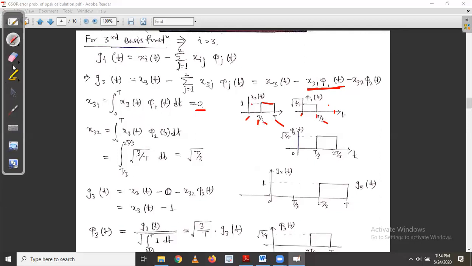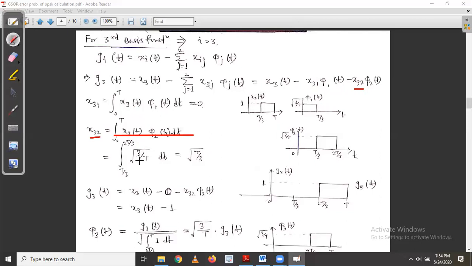Next. What we are doing is just multiplying the waveforms or subtracting one waveform from another. That is the thing that we do. Here you see x32. We have to find out this x32. So what is the formula? What is the expression for this? This is the expression.